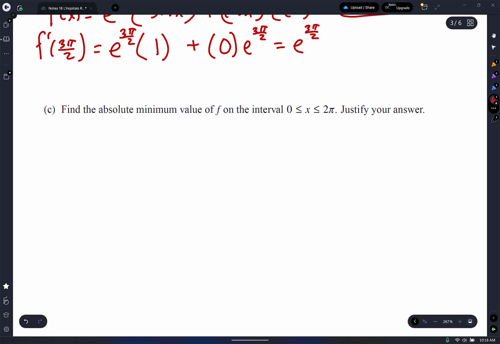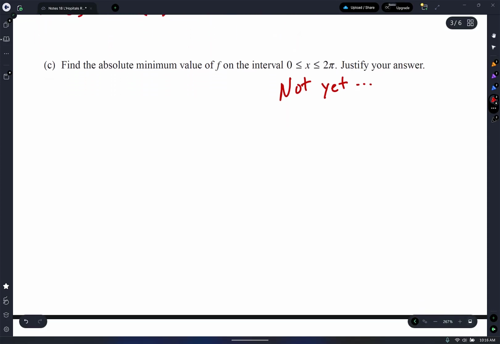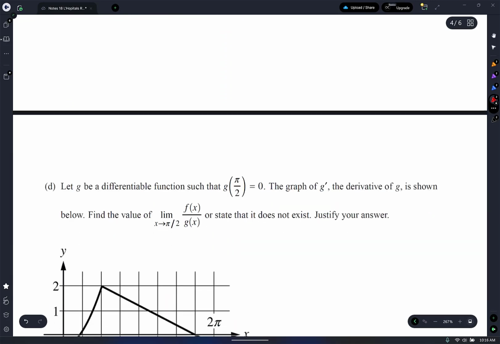Find the absolute minimum value of f on the interval 0 to 2 pi. Okay, we don't know this yet because we don't know critical numbers. So I'm going to put not yet. Maybe after Turkey Week we'll talk about critical numbers, max, mins. We don't know about maximum yet, so not yet. Letter D.